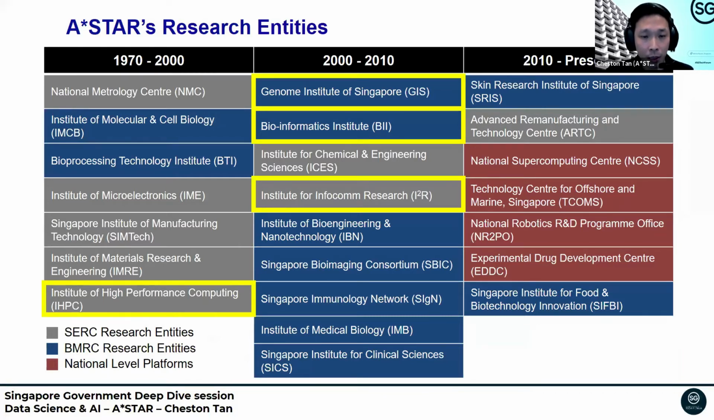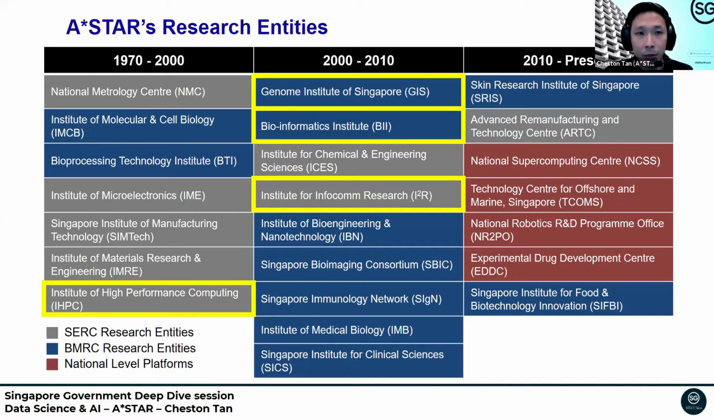For today's audience, of these many research entities within A-Star, the ones in yellow are the ones that are more relevant. So let's start in the middle, the Institute for Infocom Research, or I2R, which is where I'm from. This is an institute with about 500 researchers, of which about 300 work in data science and AI. The rest of them work in cybersecurity, comms, and so on.